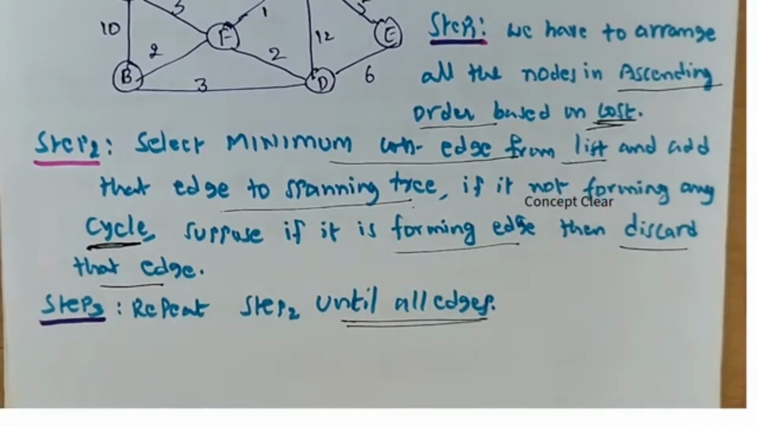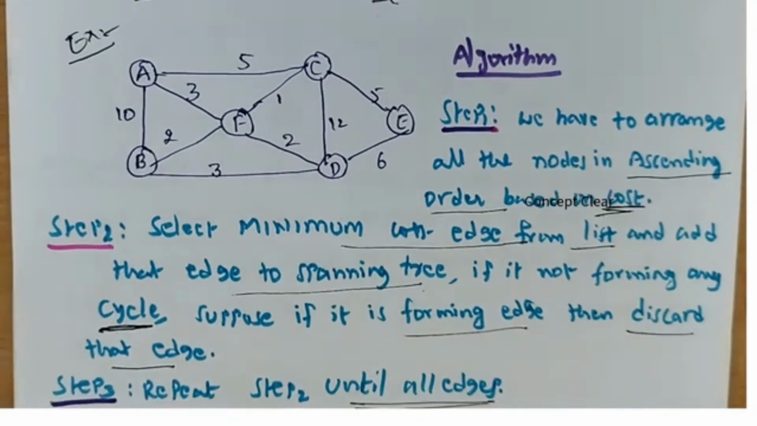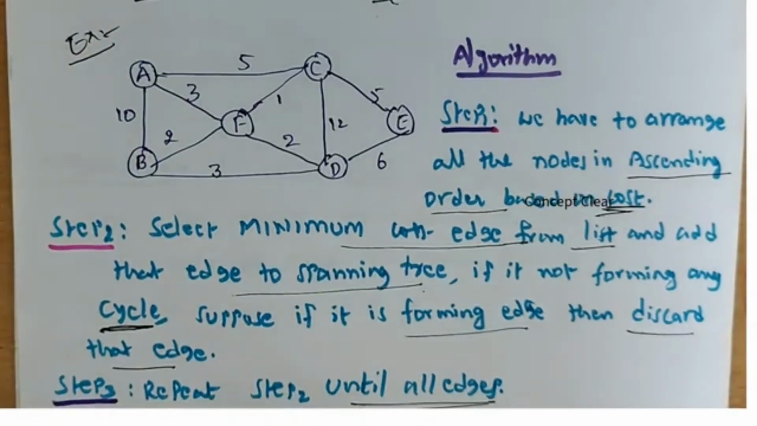We will see one example here. I am taking the graph A. This is the graph, and for this one I am taking the example. What is the first step?